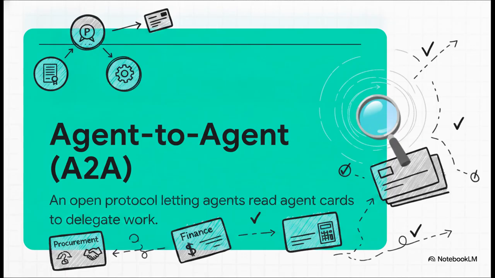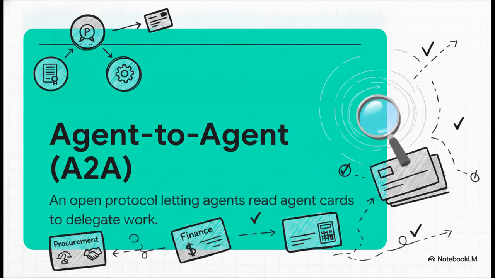Sometimes one single agent, no matter how smart or well-connected it is, just isn't enough for the complex jobs we demand. When workflows require teamwork, we use the A-to-A, or agent-to-agent protocol. This is where things get wild. Every agent publishes an agent card describing exactly what it does. Other agents can literally read these cards to discover and delegate work.